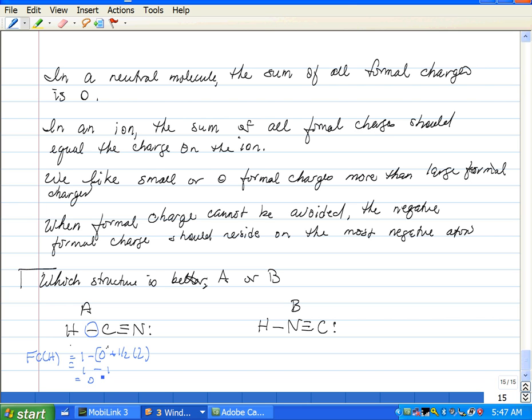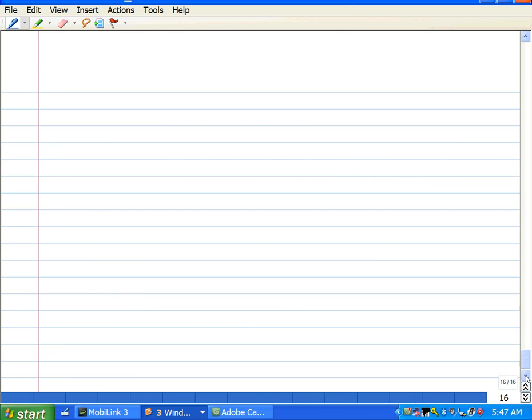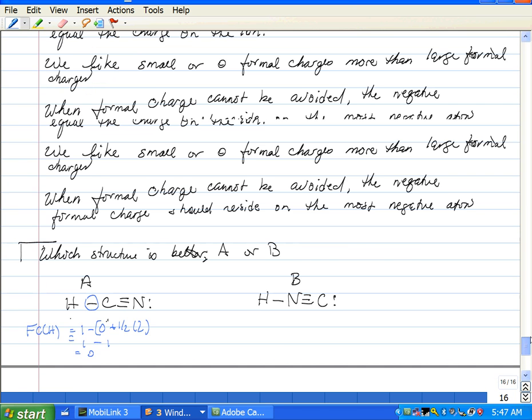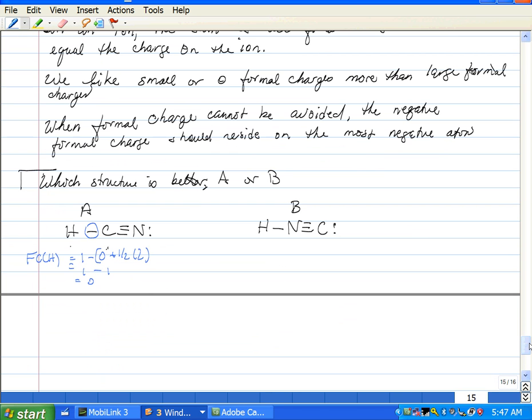Formal charge of carbon. Carbon brings 4 electrons in the mix. It has no unbonded electrons. And carbon has 2, 4, 6, 8 electrons tied up in bonds. So it's going to be 4 minus 4. So carbon also has a 0 formal charge.